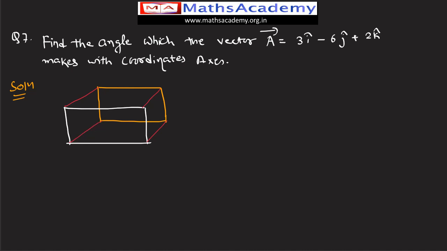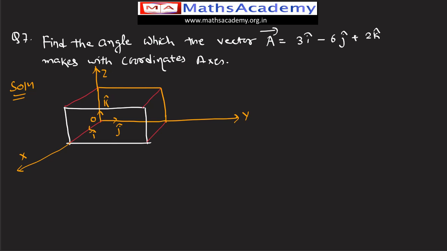So now, dear students, this is my x-axis, this is the y-axis and this is the z-axis. This is 0. Along the x-axis I am taking the unit vector i cap, along the y-axis the unit vector j cap, and along the z-axis the unit vector k cap.